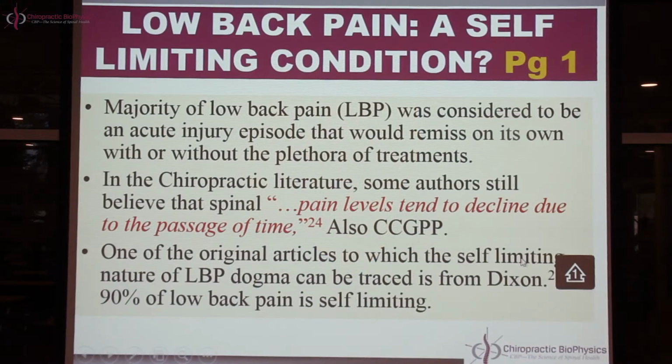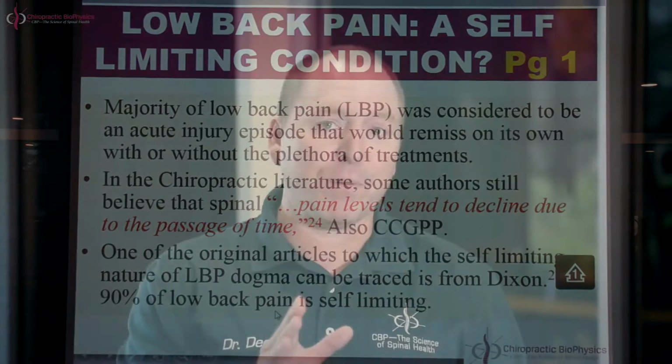Okay, so it says down here, one of the original articles to which the self-limiting nature of low back pain dogma can be traced is from Dixon. Dixon et al. claimed that 90%, 9 out of 10 people with low back pain, it's self-limiting. It goes away on its own, no big deal. Okay, we'll look at the Dixon paper coming up in a minute, but let's look at how this paper has been used.